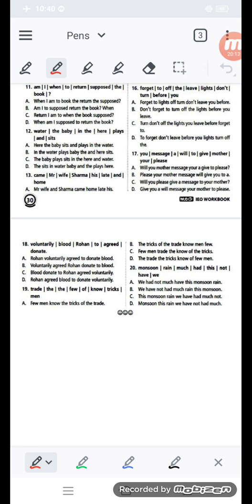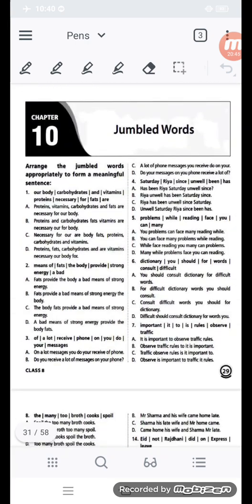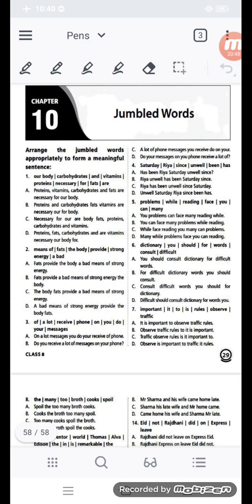We had not much have this monsoon rain. We have not had much rain this monsoon. This monsoon rain we have had much not. Monsoon this rain we have not had much. So B is the correct answer after reading. So when you will get some anomalous words or defective sentences, don't take it for the answers. Genuine sentence you take for the answers. In this way, your answer will be solved easily and your jumble word will be all correct.